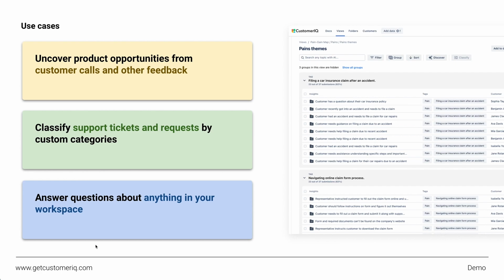Today we're going to talk about 3 use cases. First, we're going to use a view and its Discover feature to uncover opportunities from customer calls and feedback. Then we'll use the Classify feature to tag unstructured data like support tickets and requests with custom categories that we defined. And then the last example is we'll use our AI search to get answers from any folder, document, or upload across our entire workspace.